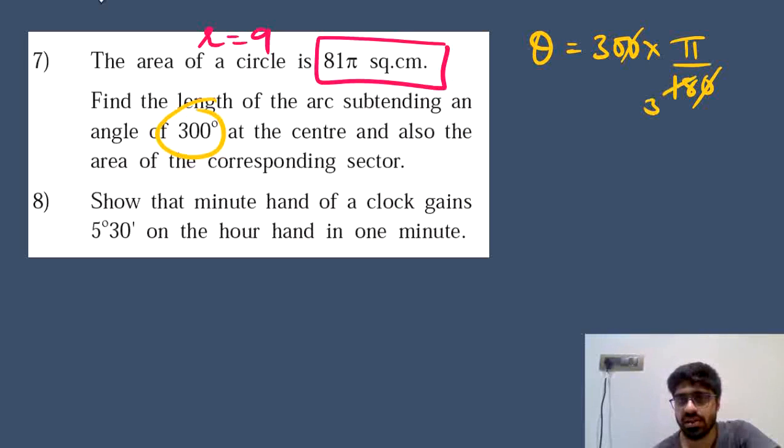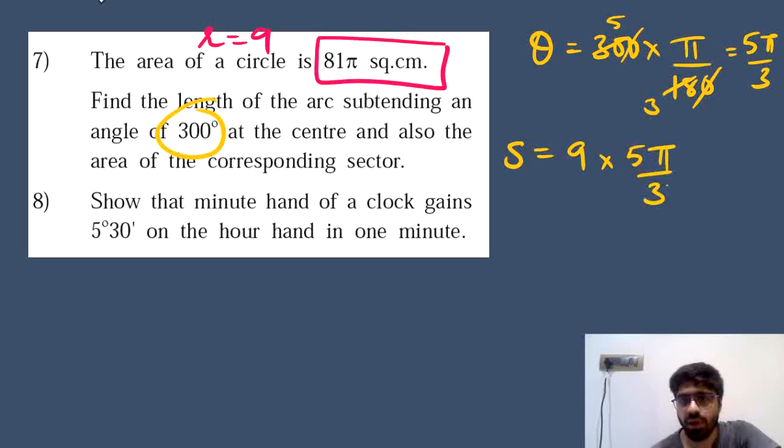6 3s are 18 and 6 5s are 30. So we have theta as 5 pi upon 3. Now what we need is the length of arc, that would be r theta, r being 9, theta being 5 pi by 3. 3 cancels off 9 and we get 15 pi centimeters.